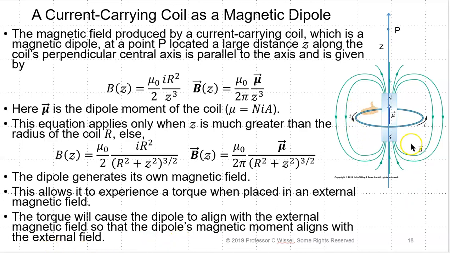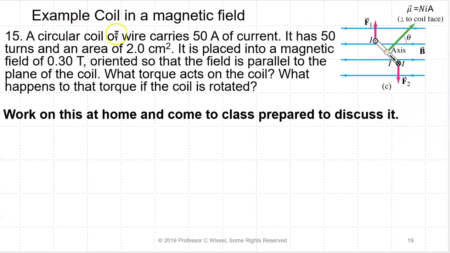The right-hand rule for determining the direction of the dipole moment is to take your fingers and put them in the direction of the current around the loop here. Your thumb points in the direction of not only the dipole's magnetic moment, but also the magnetic field that the dipole produces. Okay, now here's an example.